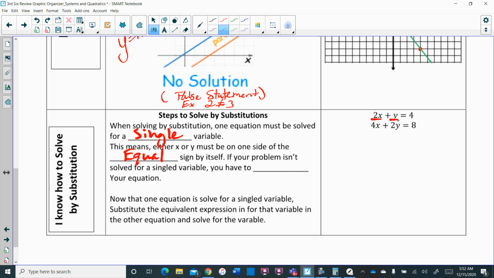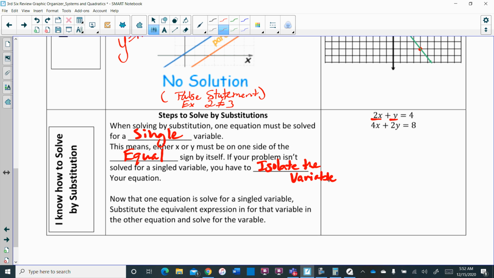If your equations are not solved for a single variable, you must isolate the variable in your equation, or solve for the variable.